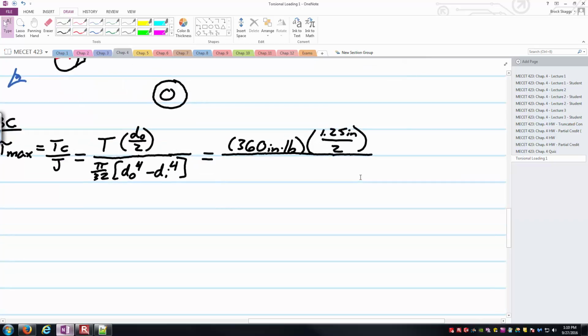We'll zoom in just a touch here. And then for the denominator, we've got pi over 32, 1.25 inches to the fourth minus the 1 inch to the fourth for the inner diameter. And that expression should yield us the maximum torsional shear stress experienced by member BC here. So just give me 1 second to run this through the calculator. And I'm getting right about 1,590 psi. There we go.